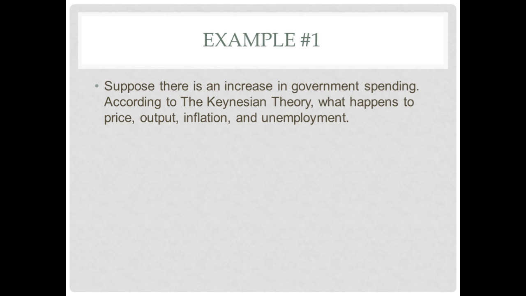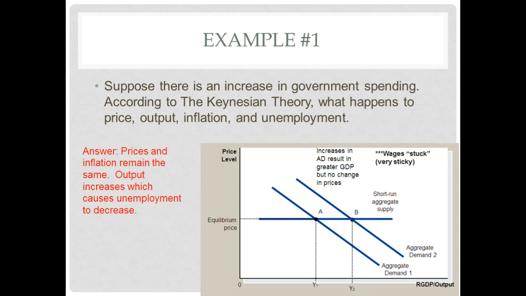All right, let's do an example to wrap things up. Suppose there is an increase in government spending. According to the Keynesian theory, what happens to price, output, inflation, and unemployment? Okay, government spending increases. We know that Keynes says that when you increase government spending, or increase AD, you have no change in price and therefore no change in inflation. So that's what Keynes would look like. And the answer: prices and inflation remain the same. Output increases, which causes unemployment to decrease. Again, Keynes was a big advocate of using the government's power to increase aggregate demand because he did not believe there was much trade-off with inflation.